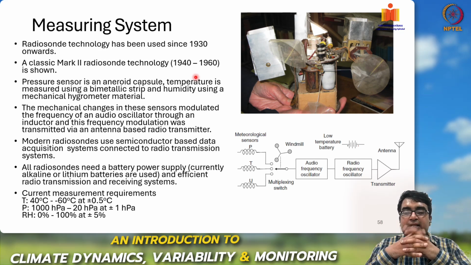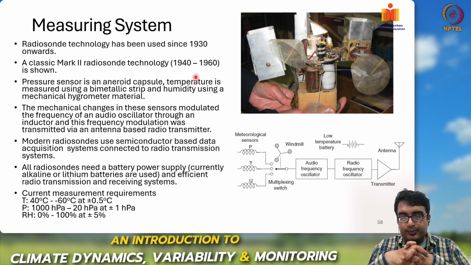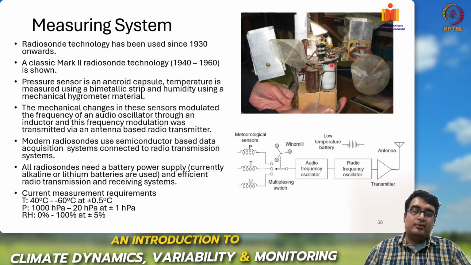Now that we have discussed the balloon, let's take a look at the measuring system. The radiosonde is a very old measuring system that has been around since the 1930s. In early classical radiosonde instruments, obviously analog systems were used, but these have more recently been supplanted by digital technology. This figure here is a picture of a classic radiosonde that was used in the 1940s to 1960s by the United Kingdom. These are called Mark II radiosondes.